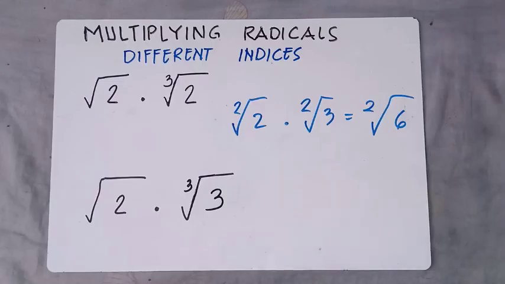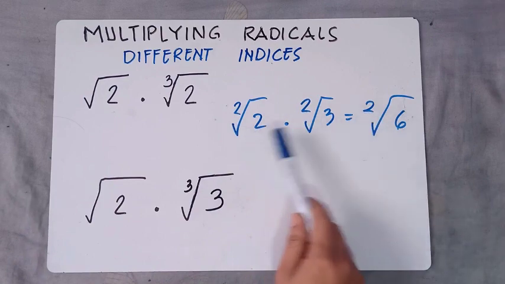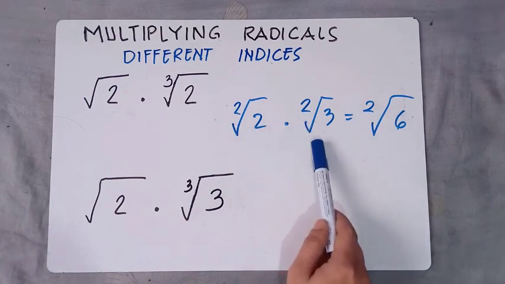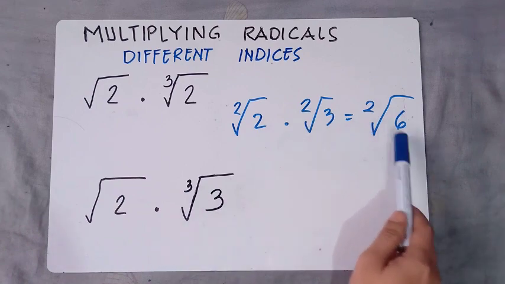Our topic for today is all about multiplying radicals with different indices. Now, as we all know, in multiplying radicals, if the indices are the same, we just copy the index and then we multiply the radicals. For example, square root of 2 multiplied by square root of 3, the answer is square root of 6.